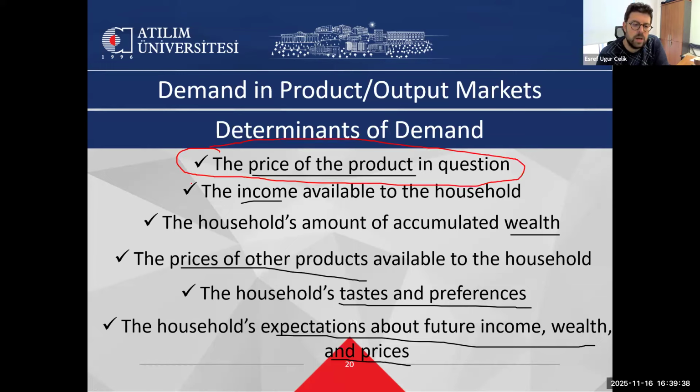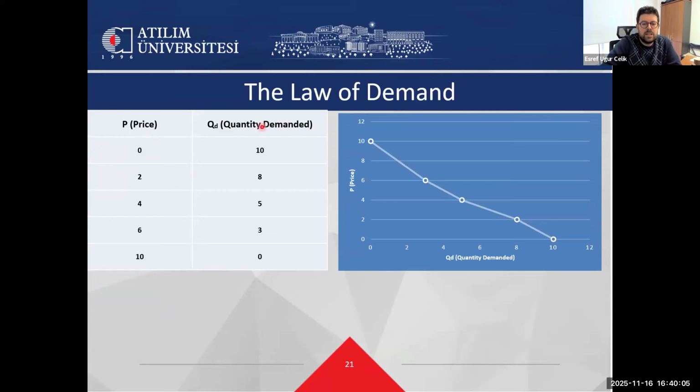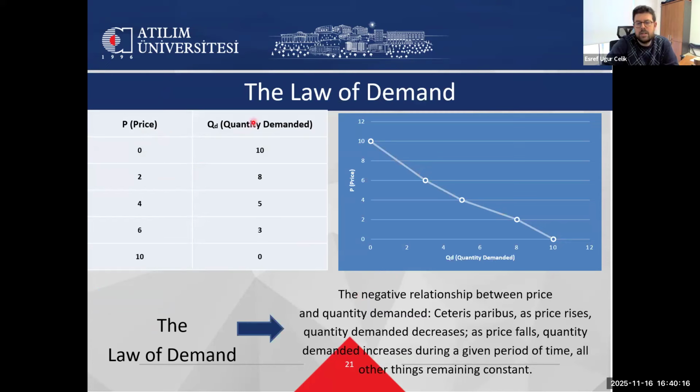Let's look at that part, but before that, let's remember the law of demand. The law of demand said that the price and quantity demanded relationship is negative, as you see on the table. So this is the demand curve, negative slope, and the law of demand said that the price and quantity demanded relationship is negative. If the price of the good changes, we move along the demand curve, okay? Not shifting. Move along, like that.